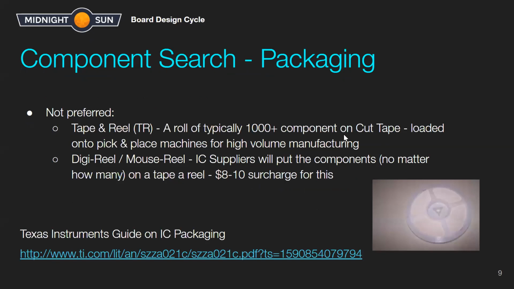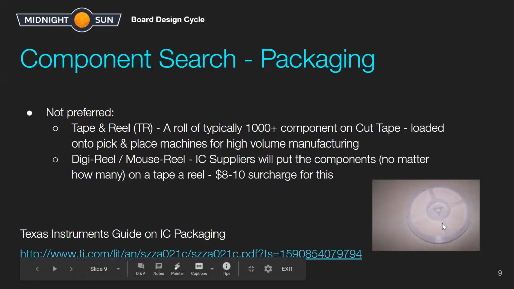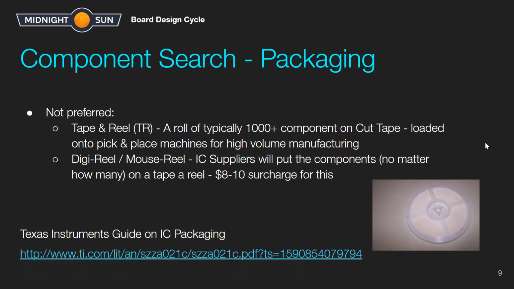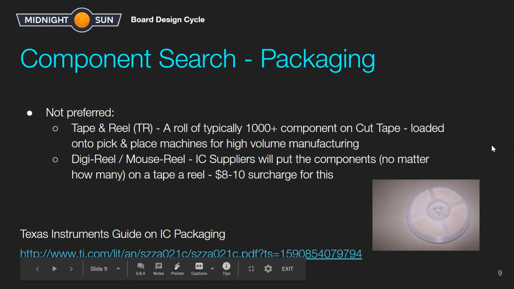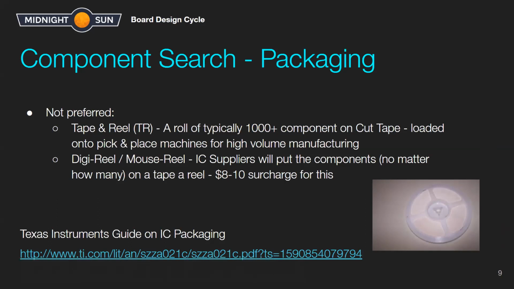Some that we don't like: tape and reel. It's cut tape, but it's on a reel. That one pictured is about 7 inches in diameter and has a couple thousand components on it. We don't want to pay for all of those. We won't ever use 1,000 resistors of a certain type. We might have like 10K resistors or 1K resistors, but we don't want to get it on a reel. Typically the reels are 10,000s, 20,000 components. We don't want to order any of those because that just adds extra inventory space and extra cost that we want to avoid.